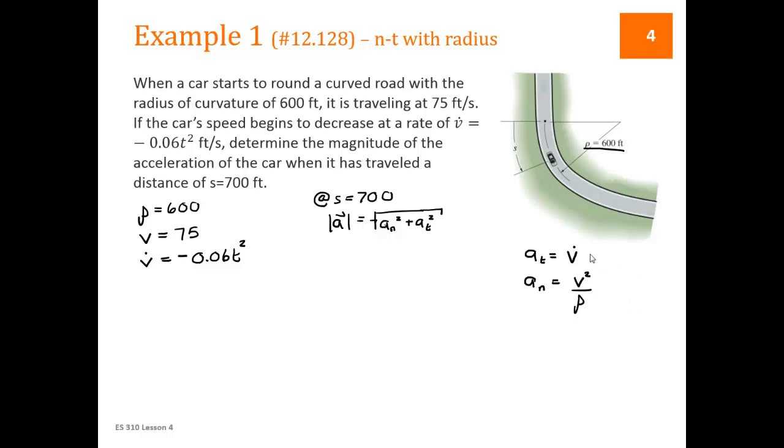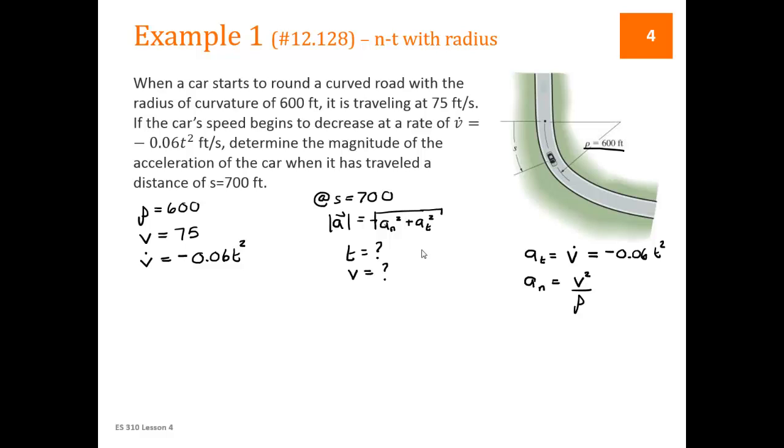Here v dot is negative 0.06 t squared. We don't know what t is. So we need to figure out at s equal to 700 what is t. That'll give us the first part. And then here we have v squared over rho. We know rho, but we don't know what v is at that time, or at that position. So we need to find t and v at s equal to 700.